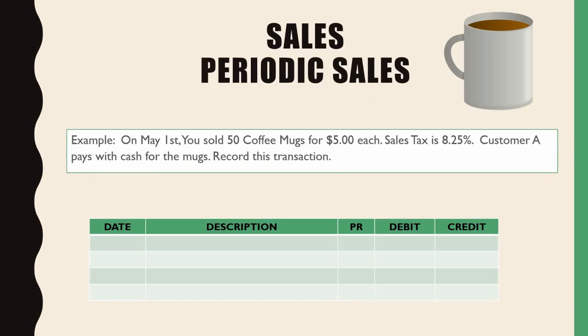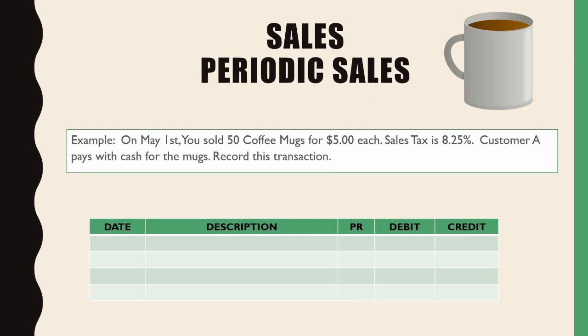With that being said, let's go ahead and do our example. We're going to practice again making the purchase of the item, and then look at the scenarios for what happens when we actually return the products. So, example: on May 1st, you sold 50 coffee mugs for $5 each. Sales tax is 8.25%. Customer A pays with cash for these mugs. How are we going to record this transaction?